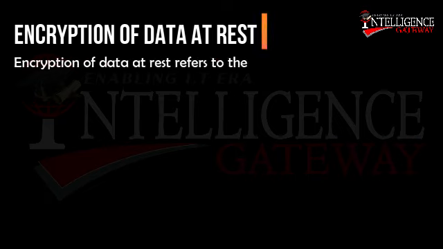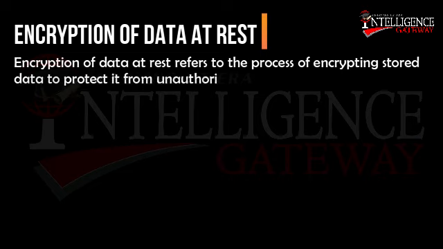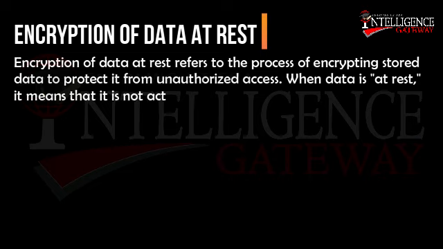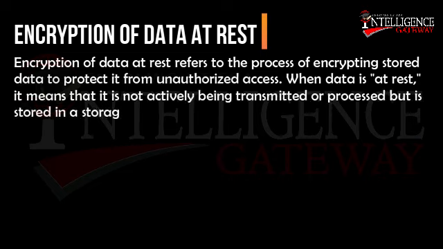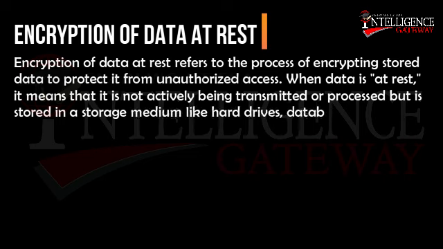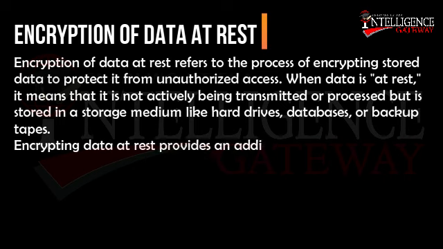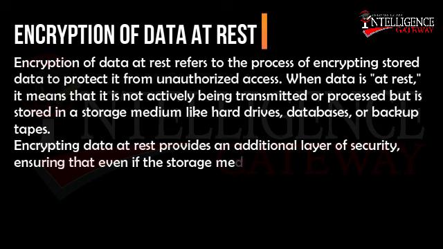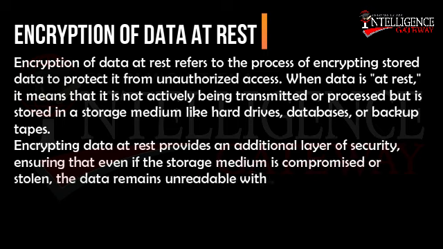Encryption of data at rest refers to the process of encrypting stored data to protect it from unauthorized access. When data is at rest, it means that it is not actively being transmitted or processed but is stored in a storage medium like hard drives, databases, or backup tapes. Encrypting data at rest provides an additional layer of security, ensuring that even if the storage medium is compromised or stolen, the data remains unreadable without the proper decryption key.